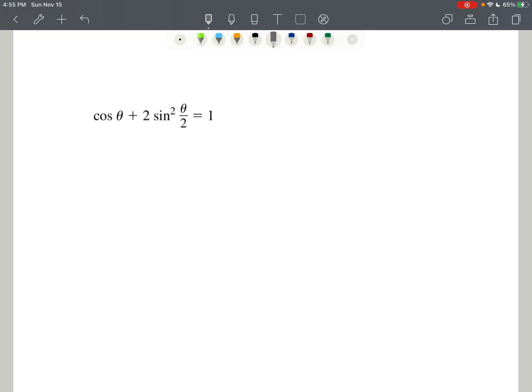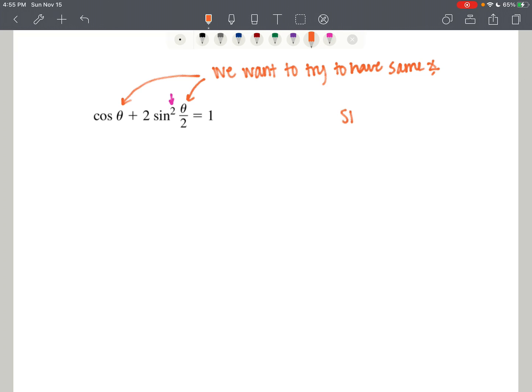So in this next example, we have cosine of theta plus 2 sine squared of theta over 2 equals 1. What I see is 2 different angles. We want the same angle. So we really want to try and get the same angle. So I'm going to write that note right there. We want to try and have the same angle. It would be easier if we had everything in terms of theta. It would also be easier if we didn't have this squared.